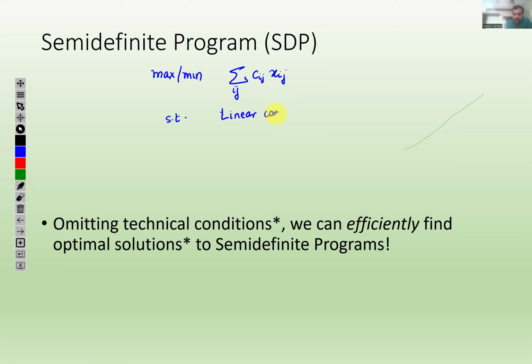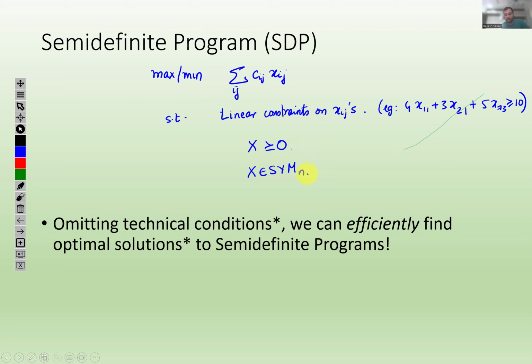Subject to certain linear constraints on xij's. For example, you can have something like 4x11 plus 3x21 plus 5x73 is greater than or equal to 10. Anything of this form, a linear inequality or an equality, is considered a constraint. There are linear constraints on the xij's, and the core thing is that x is positive semi-definite and x is in the space of symmetric n cross n matrices. Okay, the variables are the entries of the matrix.